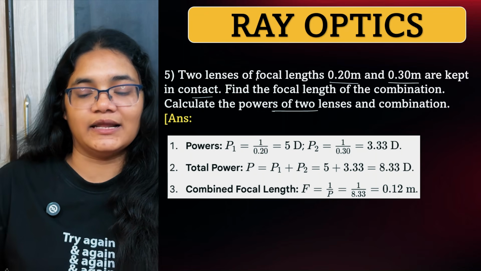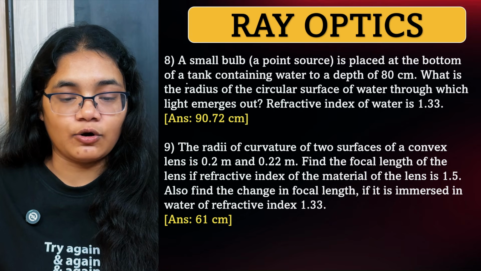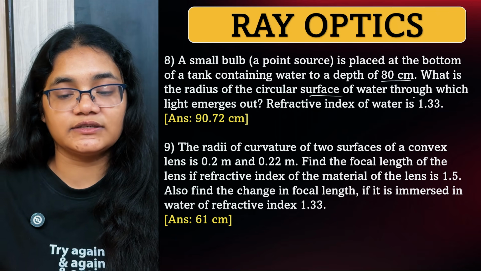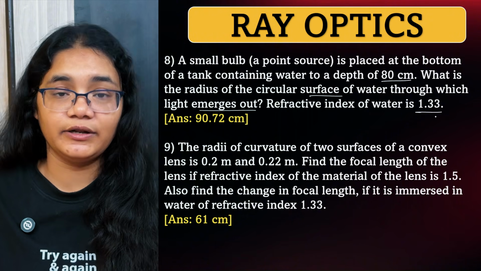Calculate the power of two lenses and combination. Next, we have a small bulb placed at the bottom of a tank containing water to a depth of 80 cm. Now, what is the radius of the circular surface of water through which the light emerges out? The refractive index is 1.33 here.